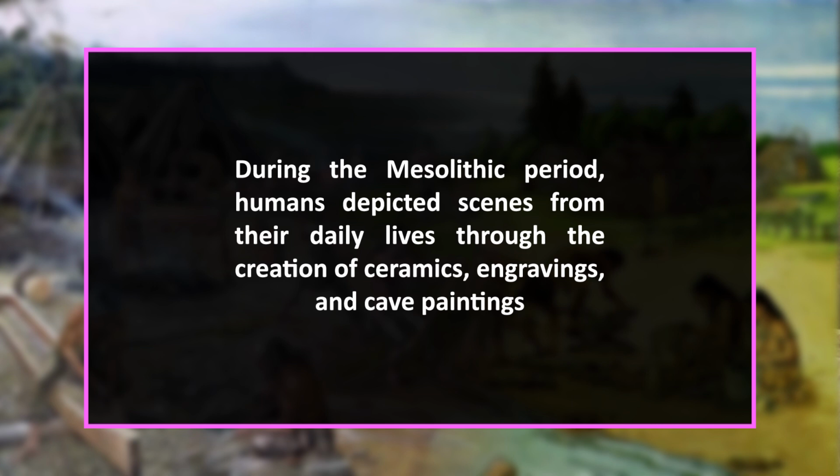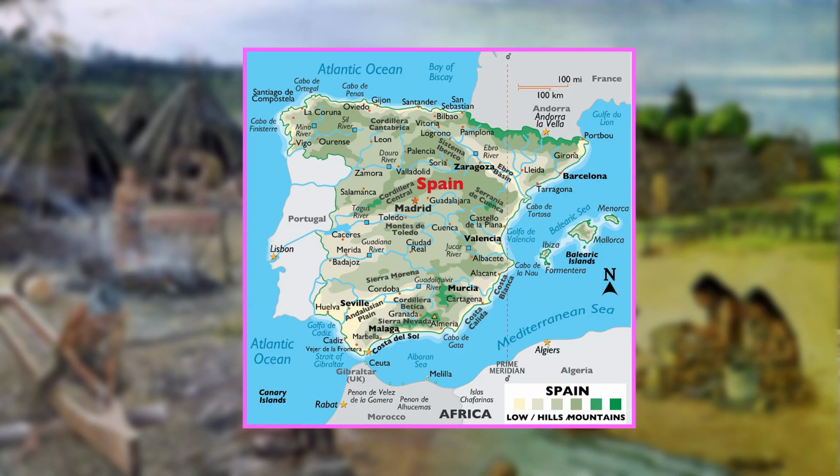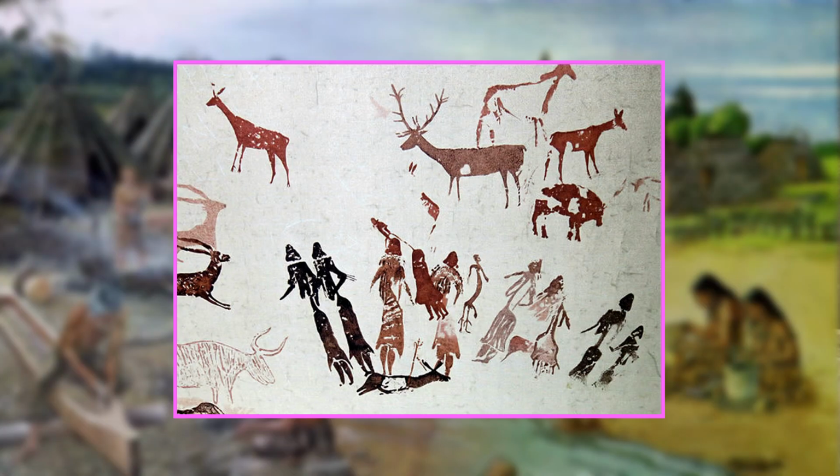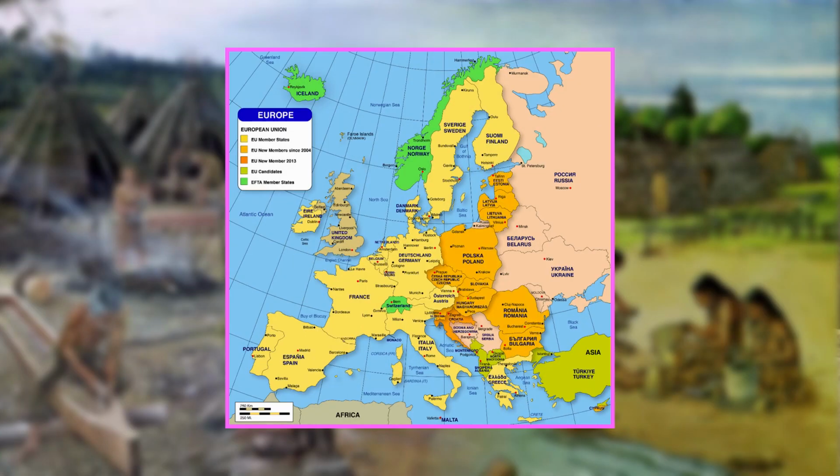During the Mesolithic period, humans depicted scenes from their daily lives through the creation of ceramics, which means pottery, engravings and cave paintings. The Mediterranean coast of Spain is home to a number of noteworthy Mesolithic rock art sites. The artwork, which comprises small painted figures of people and animals, is the most sophisticated and pervasive example. This collection contains the most significant quantity of such artwork found in Europe.